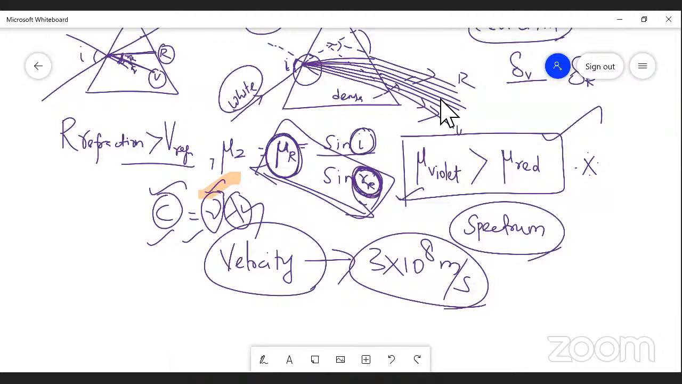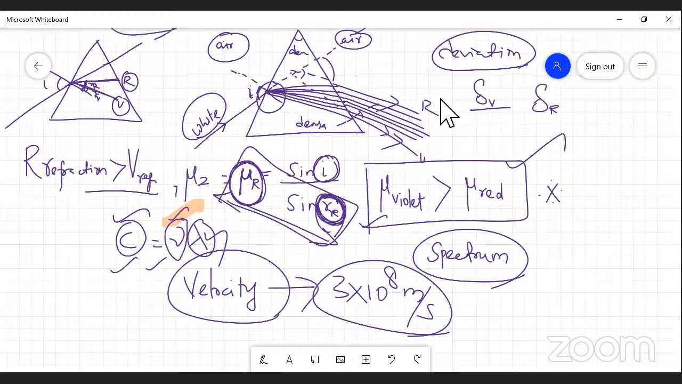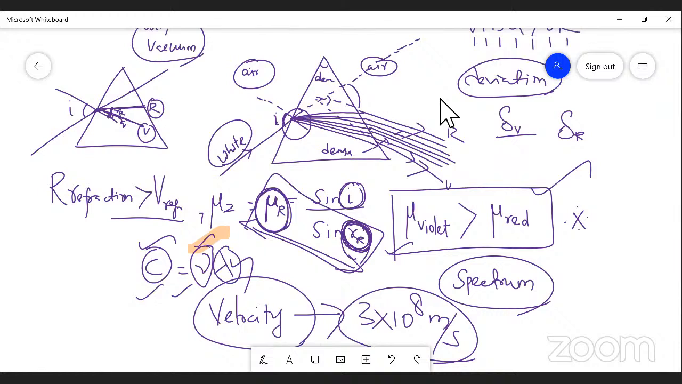Why does velocity change? Because the refractive index changes. Why does the refractive index change? Because the angle of refraction changes. The angle of incidence is constant for all colors. It's not changed. That is the main reason for dispersion: when white light is incident on the surface of a prism, the colors should be dispersed.